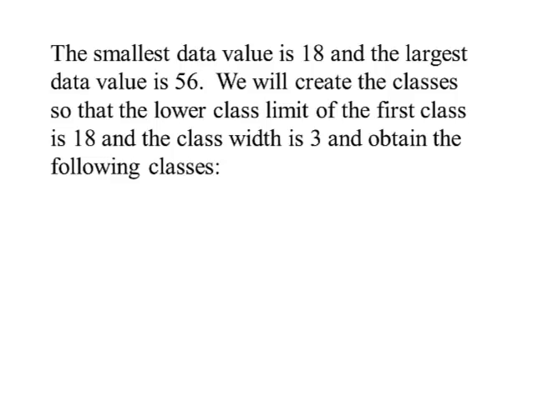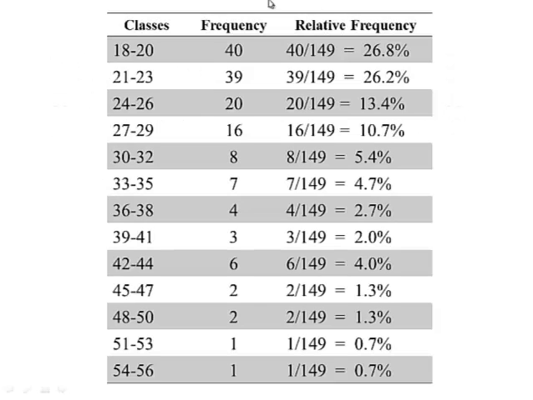Let's say we want to create the classes so that the lower class limit of the first class is 18 and the class width is 3. We start at 18, we want a class width of 3: 18, 19, 20, and then we would start our new class starting at 21 and going to 23. So here's all the corresponding classes, and here's the corresponding frequencies.